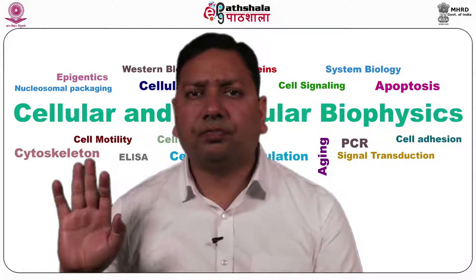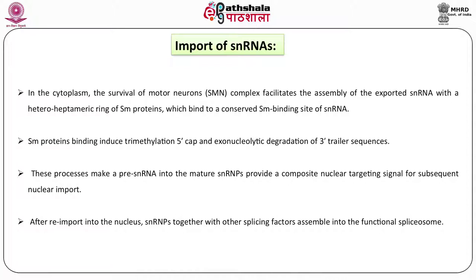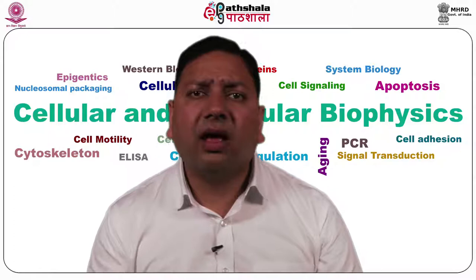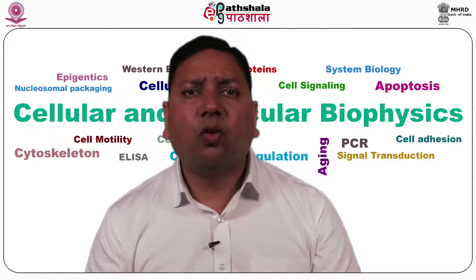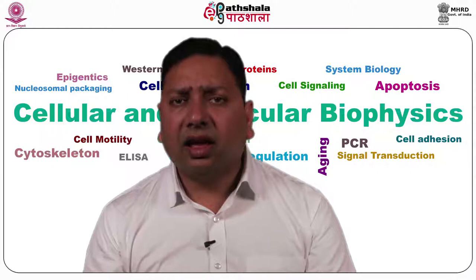In the cytoplasm, the survival of motor neurons, called the SMN complex, facilitates the assembly of exported snRNA with the heteroheptameric rings of Sm proteins, which bind to the conserved Sm binding site of snRNA. Sm protein binding induces trimethylation of the 5' cap and exonucleolytic degradation of 3' trailer sequences. These processes make a pre-snRNA into mature snRNPs, which provides a composite nuclear targeting signal for subsequent nuclear import. After re-import into the nucleus, snRNPs together with other splicing factors assemble into functional spliceosomes.